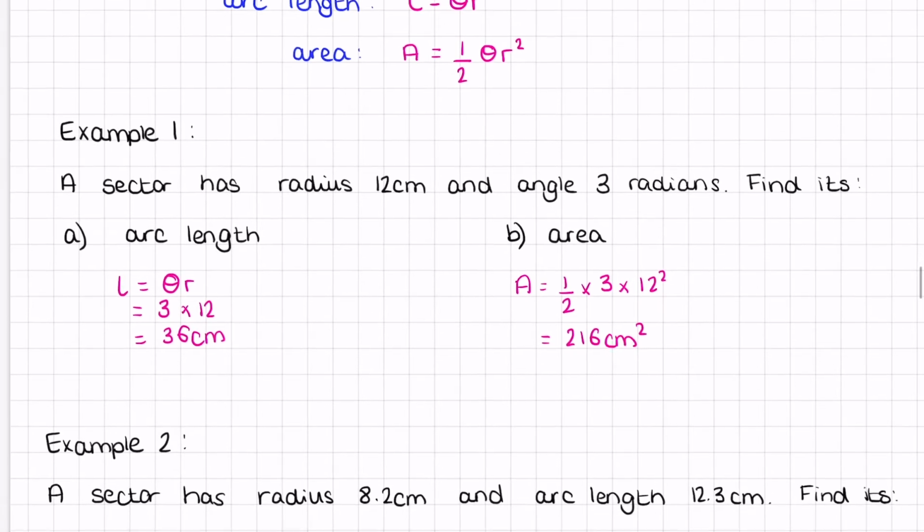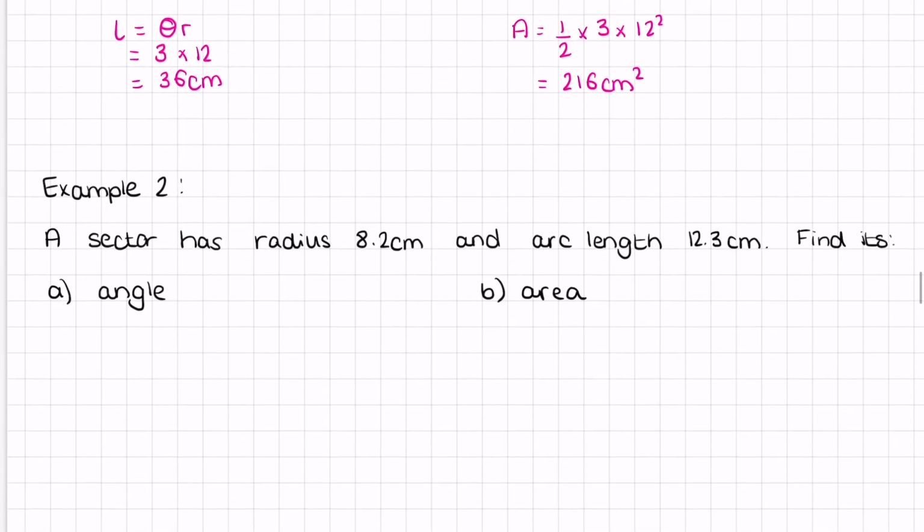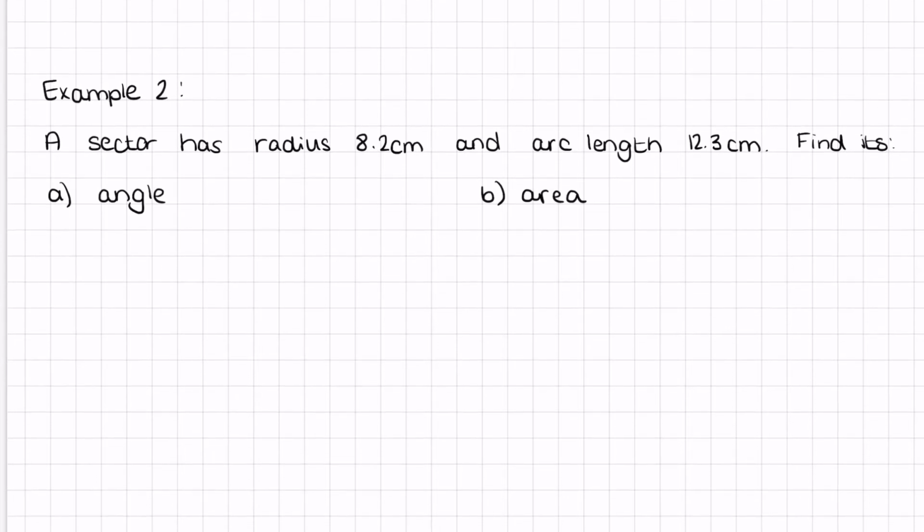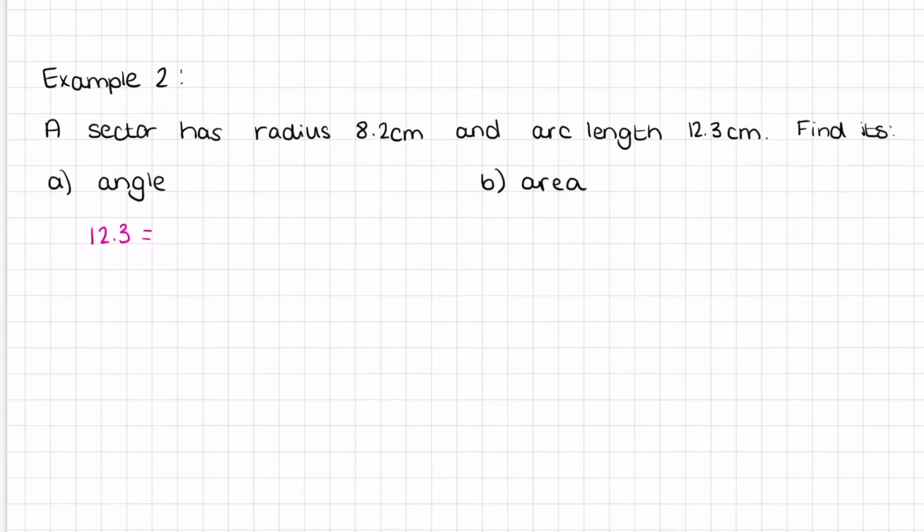Next example. A sector has radius 8.2 and an arc length of 12.3. Find its angle and then we want to find its area. So if we know the arc length is 12.3, it will be 12.3 equals the angle multiplied by the radius, so theta times 8.2. Just rearrange that and we'll find that theta equals 1.5 radians.